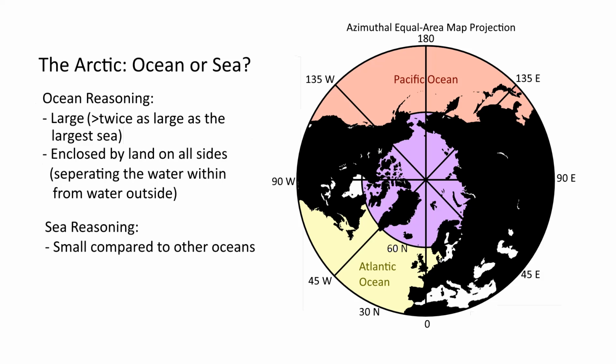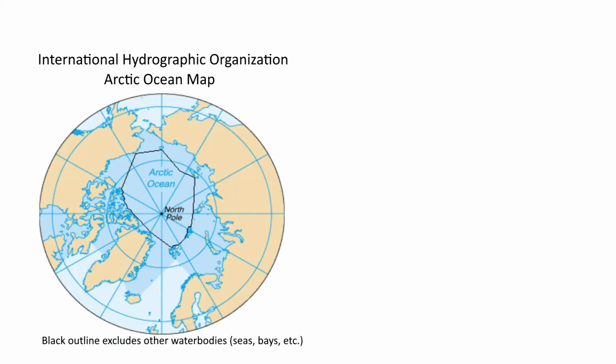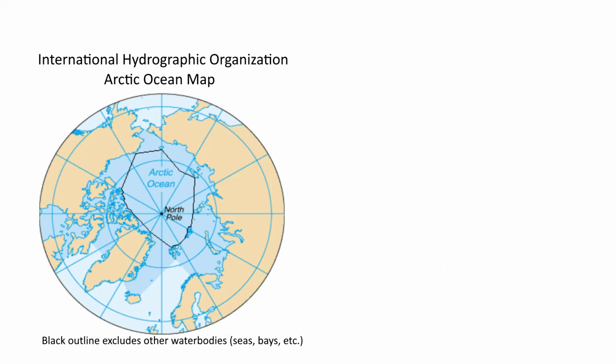Why would it be a sea? Well, it's a lot smaller compared to the other oceans. The Arctic's only about a fifth the size of the smallest of the three oceans. Now, if you look at how the Arctic Ocean is defined by the International Hydrographic Organization, and if you aren't familiar with them, they're the organization that deals with bathymetry, with coastlines, with the names of various water bodies. They define the Arctic Ocean in two different ways. The first one is this dark blue shaded area, which includes the coastline, the bays, the more coastal environments, and then this black line is what they consider true ocean, which is very small and therefore would be more sea-like.